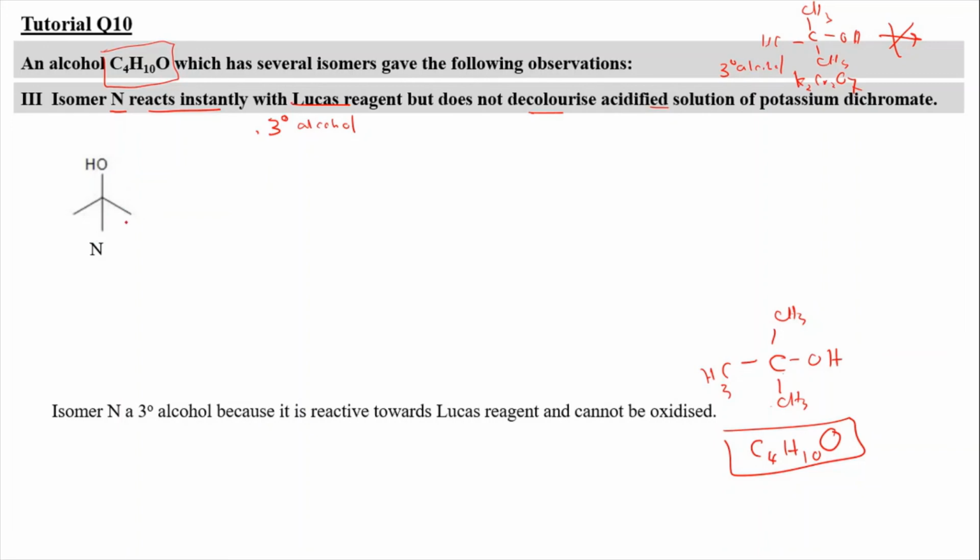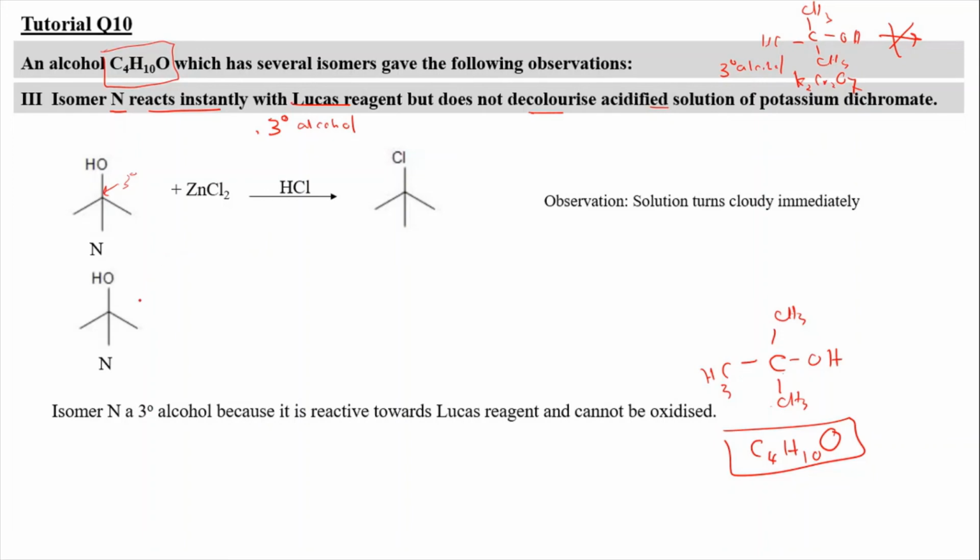So for structure N, it's going to react instantly because it is a tertiary alcohol, and then it's going to react with zinc chloride using HCl as the acid, and this is going to produce a haloalkane. At the same time, it will cause the solution to turn cloudy immediately because it is a very favorable process for the tertiary alcohol to do the nucleophilic substitution reaction.